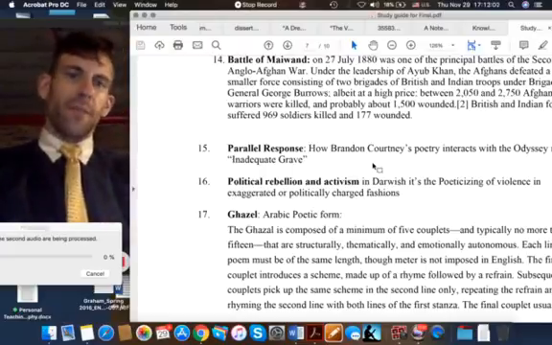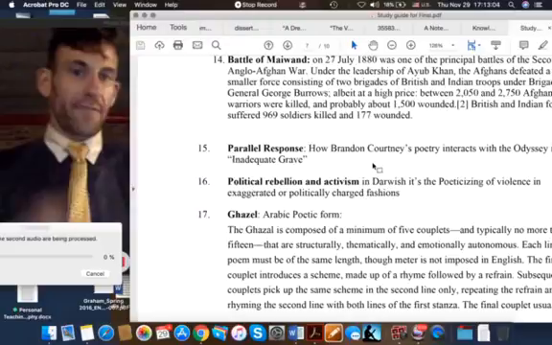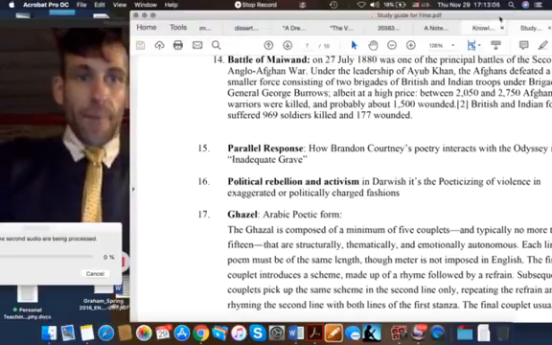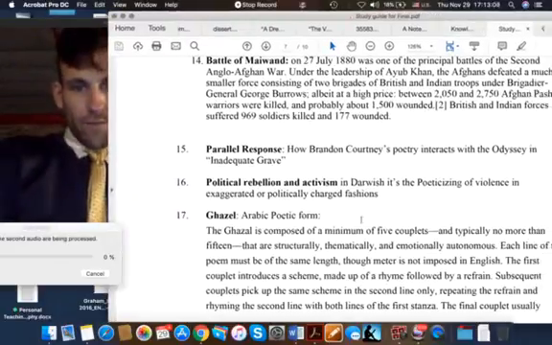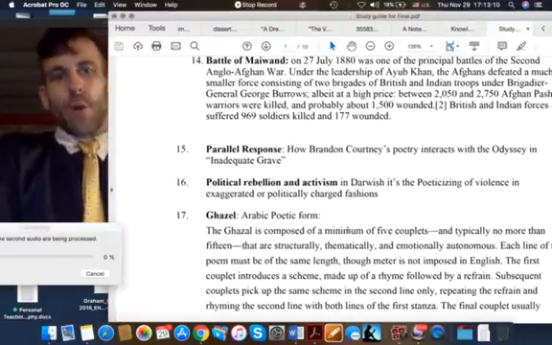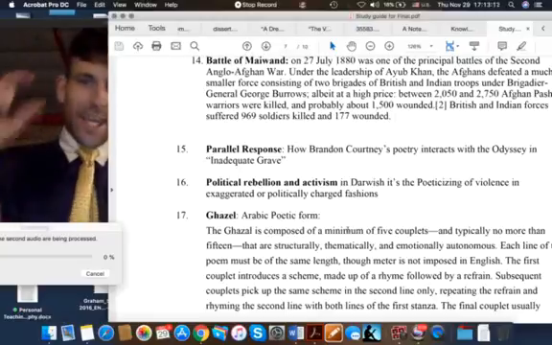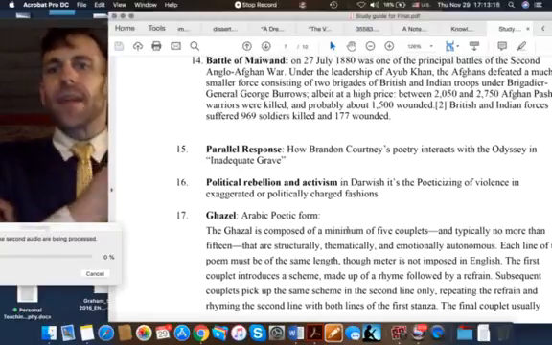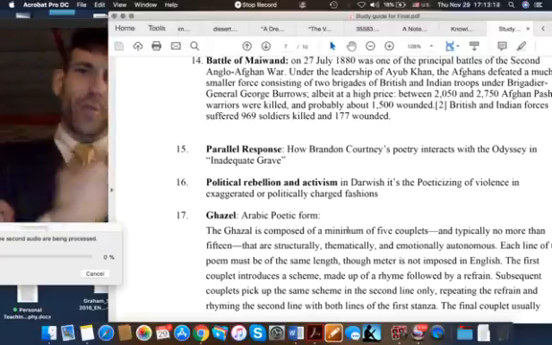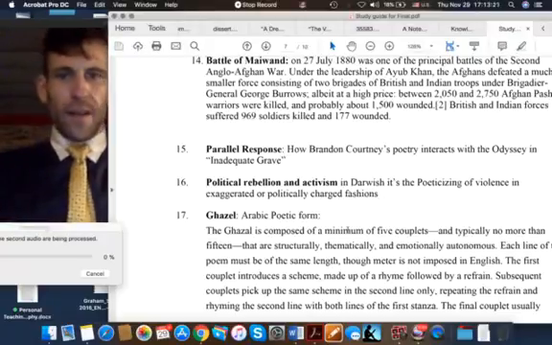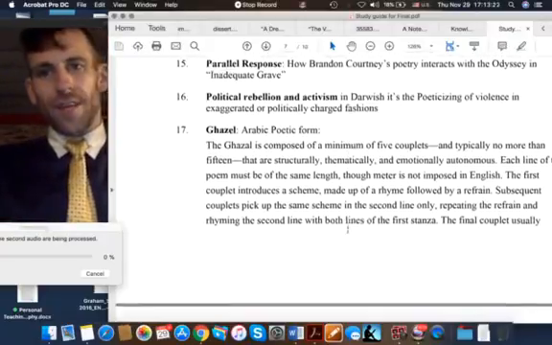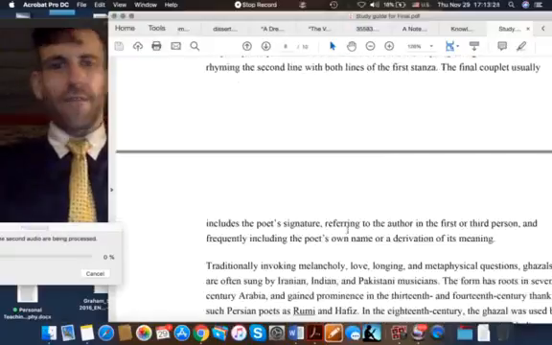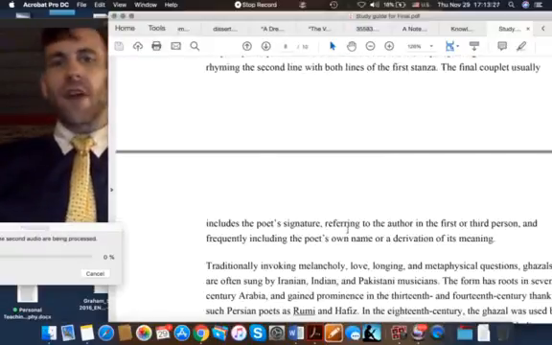A ghazal is an Arabic form of poetry. It's composed of a minimum of 5 couplets. Remember, a couplet is 2 lines of poetry. They're not rhymed. However, they are structured thematically and emotionally autonomously, meaning that each little couplet, each 2-line section, is going to have nothing to do with the others. They're established to be like a string of pearls in a necklace, not a continued line of poetry or a narrative, right? And the only similarity of the linking portion is a refrain that occurs at the end of the first 2 lines and then the end of every other line from there on out, right?